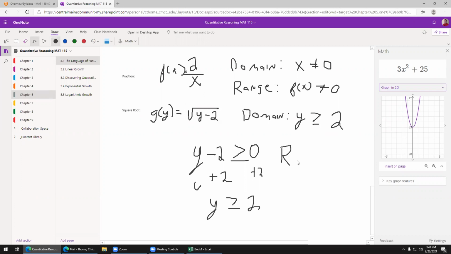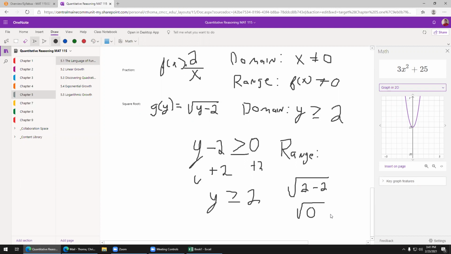So now we go to range. If I put a 2 in, so say I solve for 2, I put the worst case scenario in, just like I did up here, where I put the worst case scenario in, 0, even though it wasn't allowed. I put it in to give me an idea what's going on. Here, the lowest I can put in is 2. So if I put 2 in, 2 minus 2 is 0, and if you go to your calculator and type in the square root of 0, you will get 0. So the smallest number that can go in is 2, and the smallest number that can come out is 0. Therefore, my range, g of y, is greater than or equal to 0.